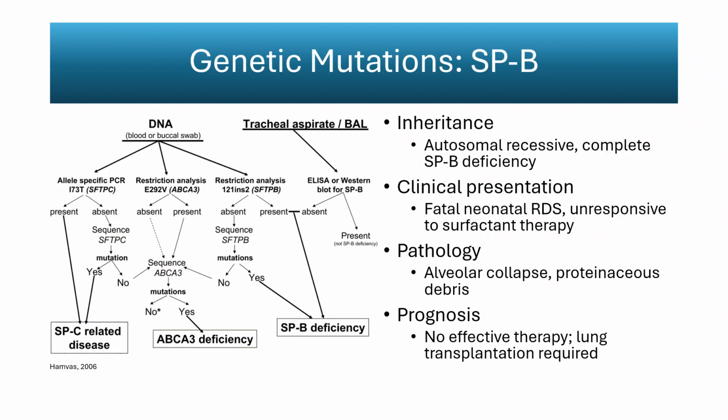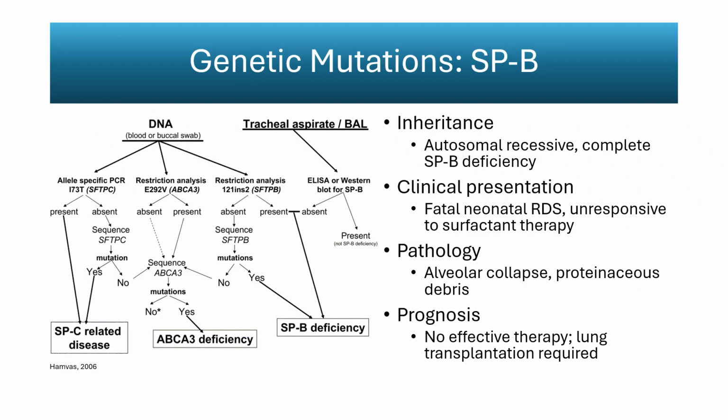Surfactant protein B is indispensable for surface activity. It stabilizes phospholipid layers, supports tubular myelin formation, and enables efficient recycling of surfactant. Mutations causing complete SPB deficiency are inherited in an autosomal recessive pattern. Clinically, affected infants present with severe respiratory distress syndrome at birth that does not improve with exogenous surfactant therapy because the core protein required for surfactant function is missing.